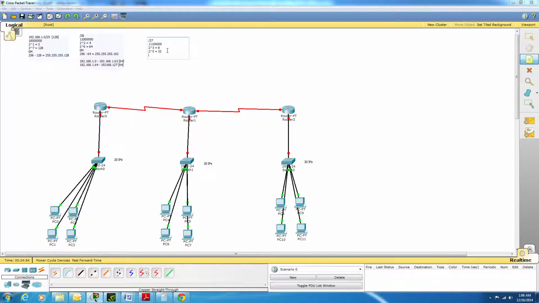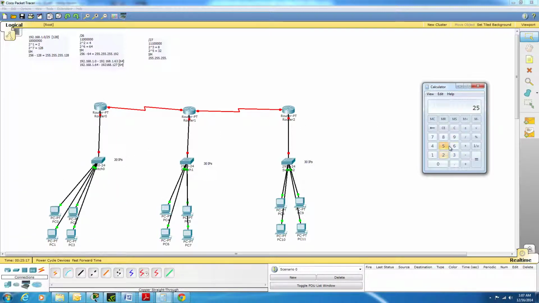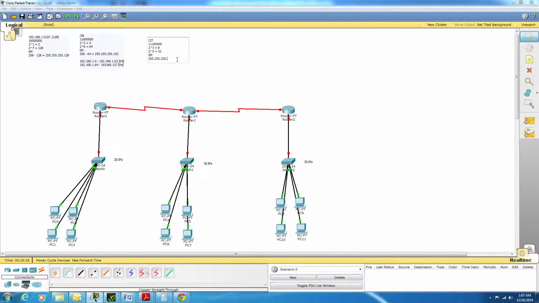Since we have these ranges, we're going to break down the IP addresses. First, let's calculate the subnet mask. That would be 255.255.255, and the last number is 256 minus 32. So let's do that real quick. Over here we have 256 minus 32. That gives us 224 for our subnet mask. And so we're going to break down the IP addresses into blocks of 32.